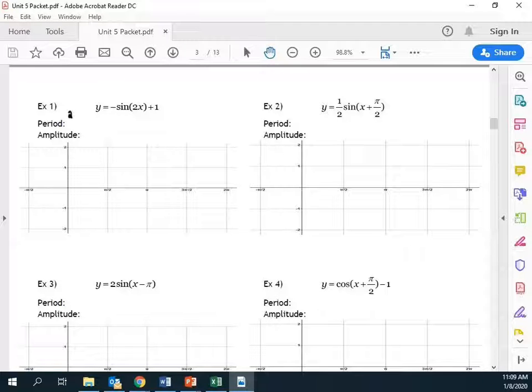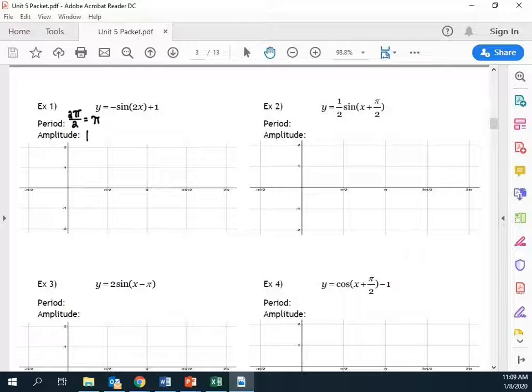So, as we saw earlier, 2 pi over 2, and that equals pi. So now our full cycle has to take the distance of pi to be completed. What about the amplitude? Well, what is the number, not the sign, but the number that's in front? 1. So it's an amplitude of 1, which means we're just going to start from the middle and go up 1 and down 1 whenever we do this.